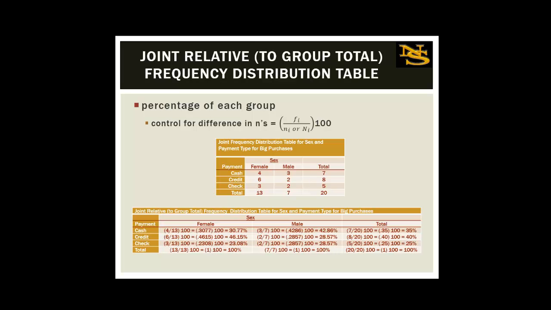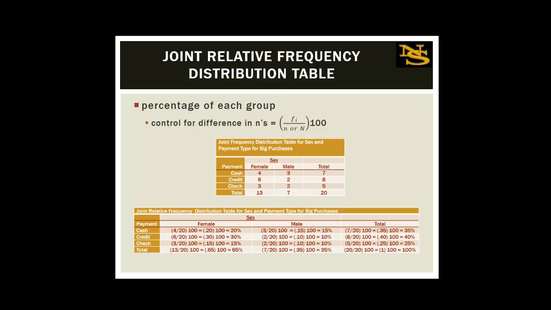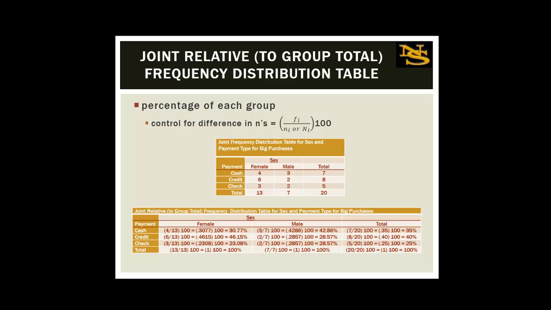Now, you can also have a joint relative to group total frequency distribution table. And this strategy overcomes the limitations associated with having a drastically different sample size for your two groups that you're comparing, because it controls for the fact that in this case we do have more females than males. You're comparing each subgroup, so each payment type by sex, to the number of people who are that sex. So instead of just saying I'm going to divide everything by 20, the total number, the values will be divided by the total number of people in that particular group.